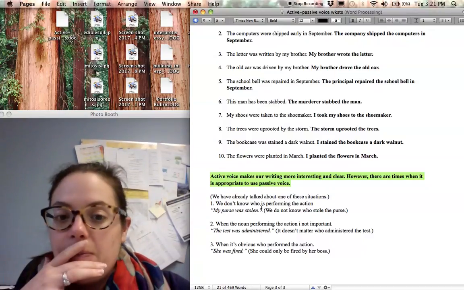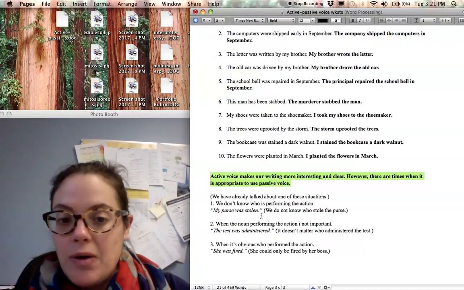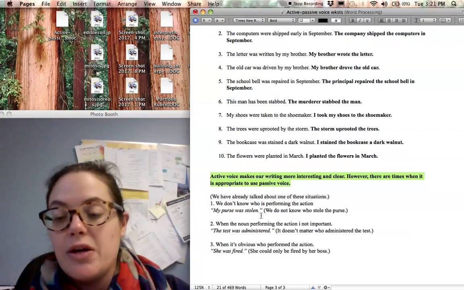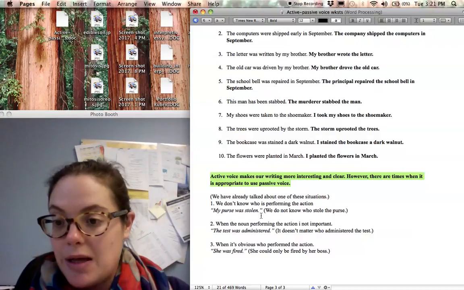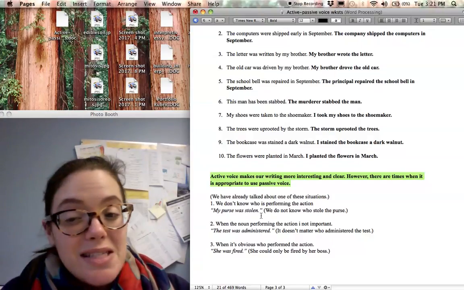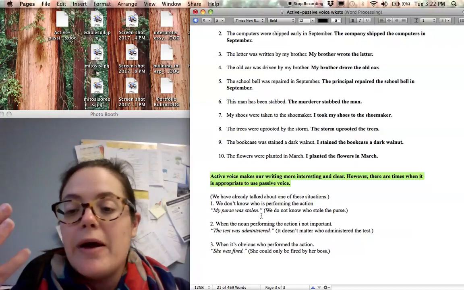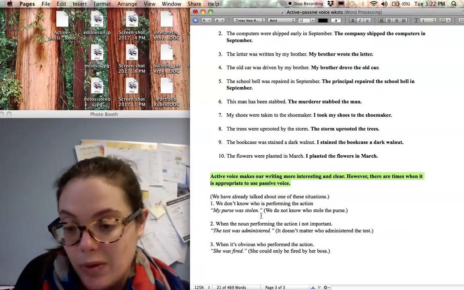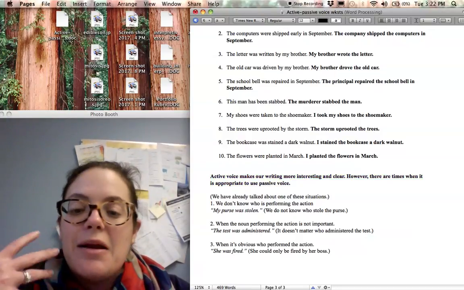Okay? So if we don't know who is performing the action, for example, my purse was stolen. We don't know who stole the purse. Imagine you just turned around in a restaurant and someone stole the purse. So we don't know who it is. Now, you could still reword this as active, right? You could say the thief stole the purse. But since you don't know who stole it, it is okay to say my purse was stolen.